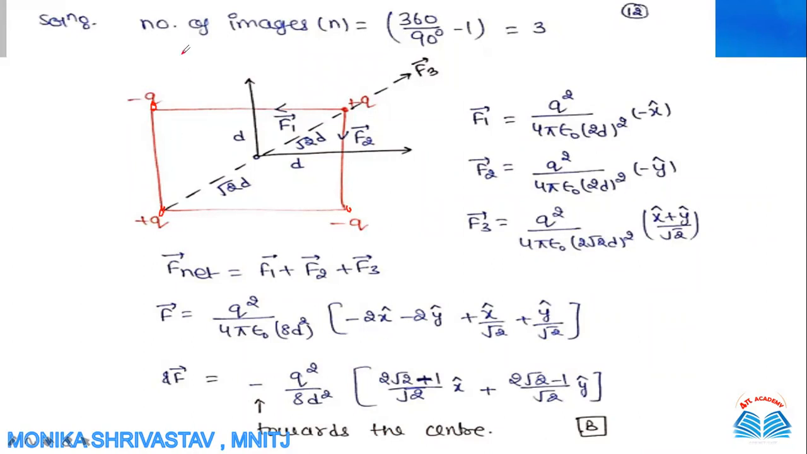Now, this is the formula to find out the number of images. N will be equal to 360 over 90 minus 1 equals 3. What is this 90? 90 is the theta. This is your theta. If two planes are inclined at some angle theta, then how many images will we form to generate a symmetry? So this is the formula: 360 by theta minus 1. And here theta is 90 degrees.